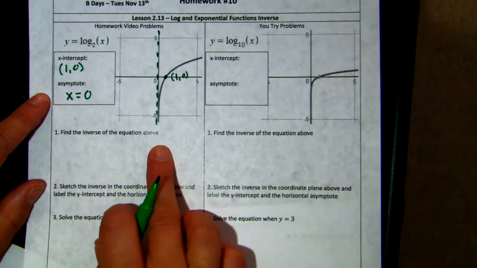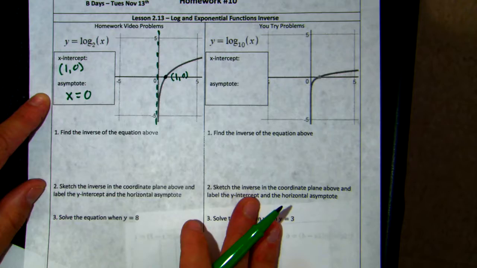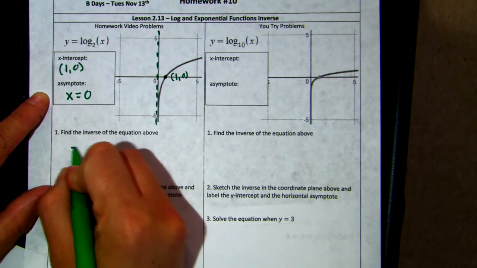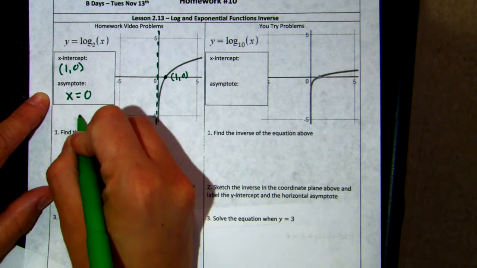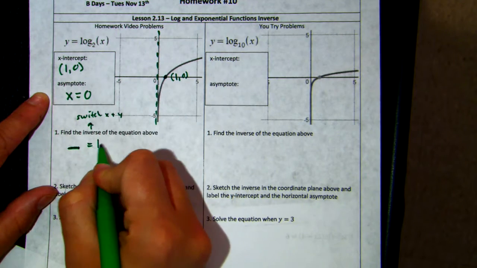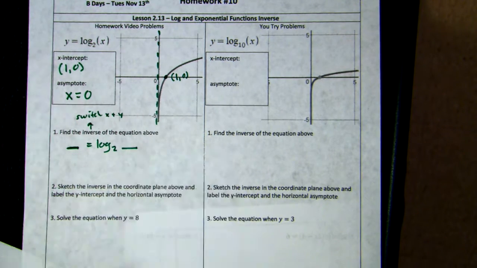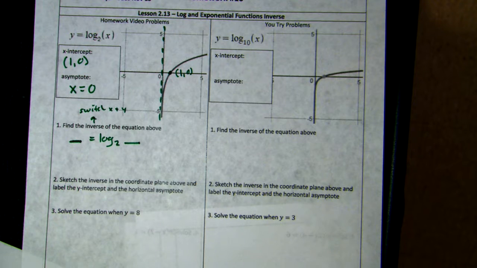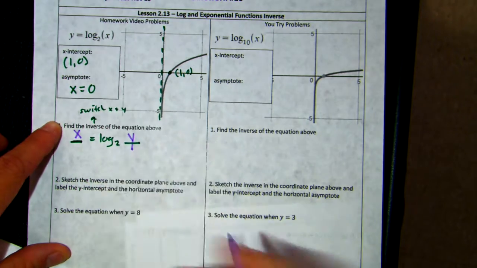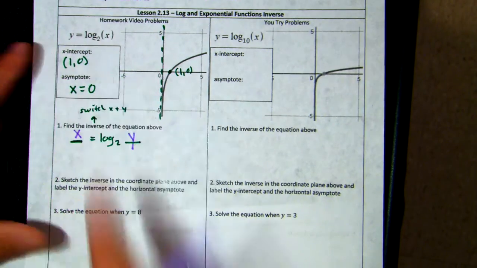Now finding the inverse of the equation above, it's referring to this equation above. I've got y equals log base 2 of x. Inverse, remember, means switch x and y. So I always draw blanks where x and y are first, so it makes it a little easier to see when I switch them. So I end up with x is equal to log base 2 of y, switching my x and y values from above. From there, I am going to solve for y, or get y by itself.